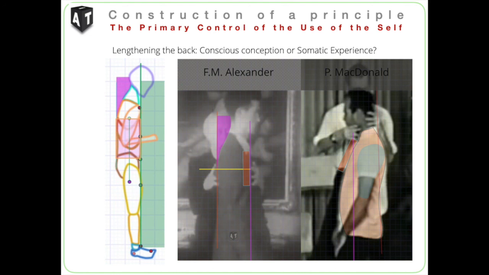Yes, his conception of the lengthening of the back is completely different from the conception of lengthening of the back of Patrick MacDonald. And Patrick MacDonald, to me, is really the forefather of the modern Alexander technique. Walter Carrington said that he learned how to use his hands with Pat MacDonald. Alexander was not teaching them that.